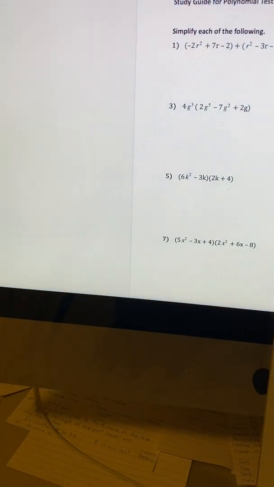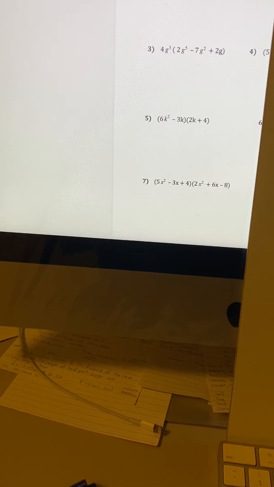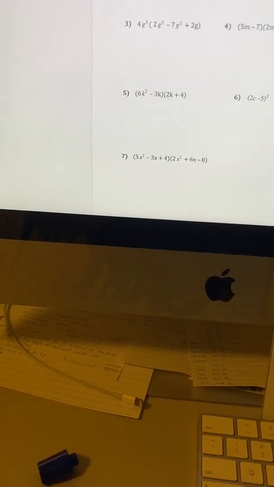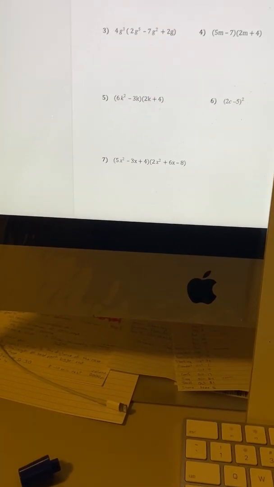Okie doke, we're going to look over polynomial work. I just posted the polynomial test study guide. I'm only going to go over a handful of things today. Here are the things that I'm going to go over.